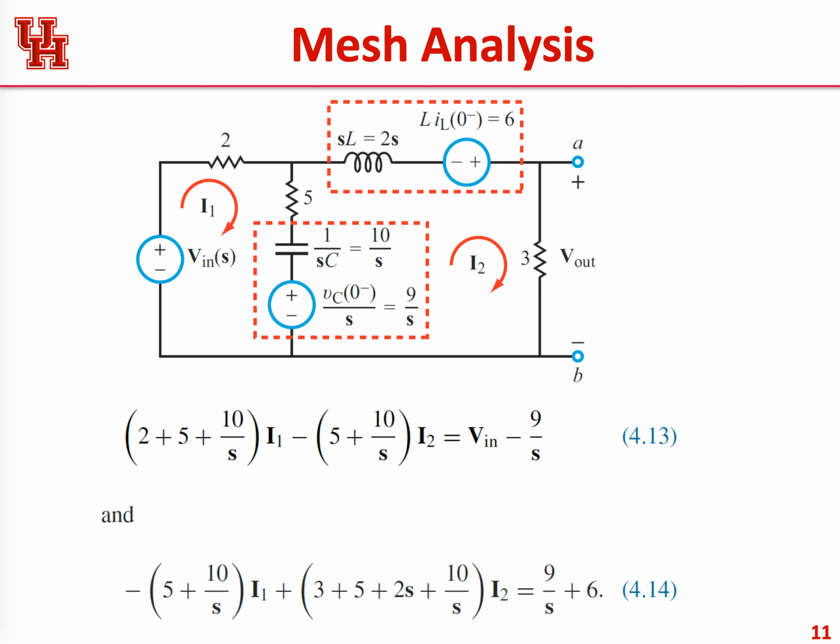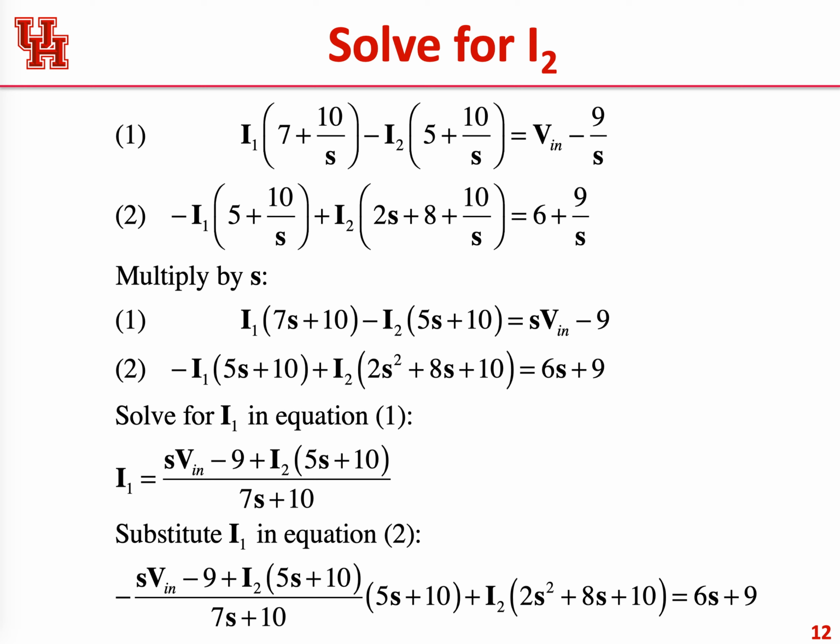All right, so now we have a pair of simultaneous linear equations that need to be solved in order to calculate the currents. First, let me go over the messy version of the solution on the slide. Remember, we are only interested in solving for the current I2, because 3 times I2 is going to be the output voltage. That's all we need. We don't need to explicitly solve for I1.